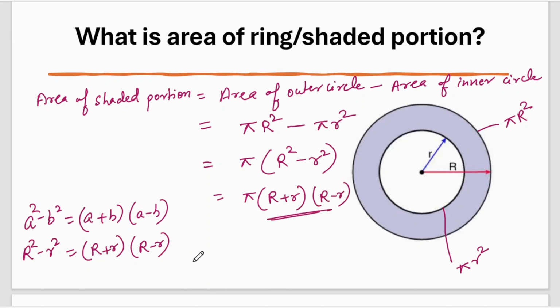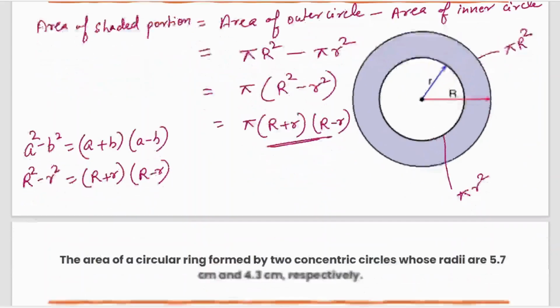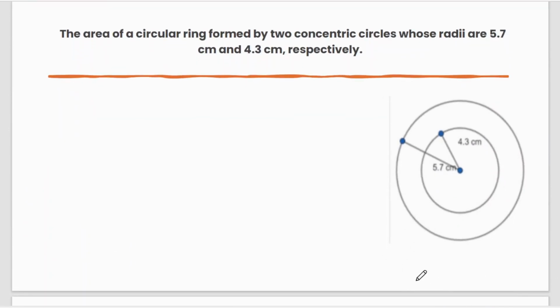You don't have to remember it, just keep in mind how to find the area of the shaded portion. Okay. Now, the area of a circular ring formed by two concentric circles whose radii are 5.7 centimeter and 4.3 centimeter. So you have the radius of the outer circle, which I will denote by capital R, and it is 5.7 centimeter. And the radius of the inner circle, small r, is given as 4.3 centimeter.